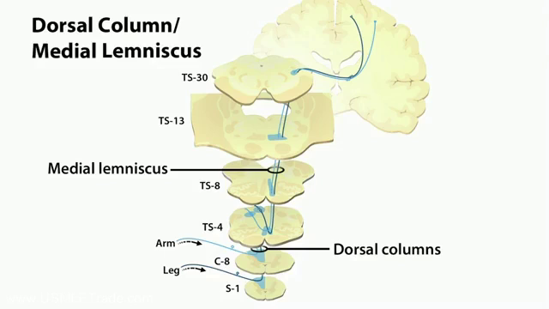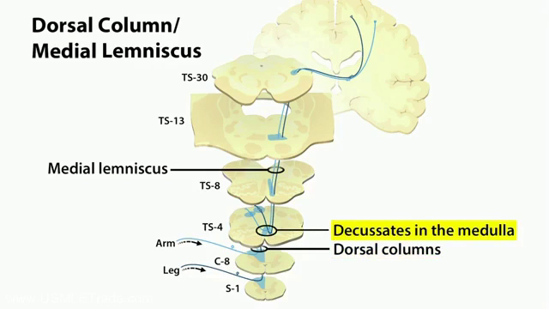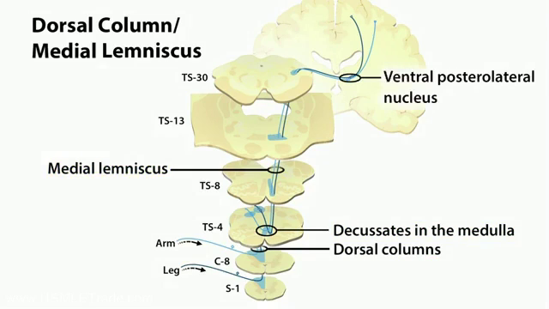So this tract enters the spinal cord from the extremities or from the trunk, and it enters the dorsal columns on the dorsal side of the spinal cord. Now, in the dorsal columns, it ascends on the ipsilateral side of the cord until it reaches the medulla, which is where it decussates or crosses. So that's worth knowing. The dorsal columns decussate in the medulla, and then they become the medial lemniscus.